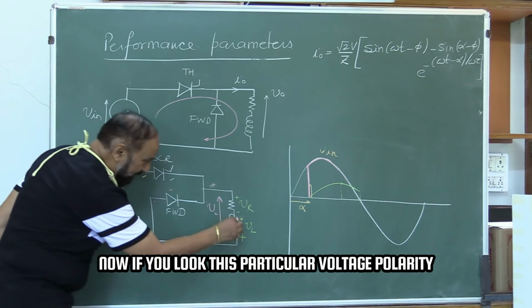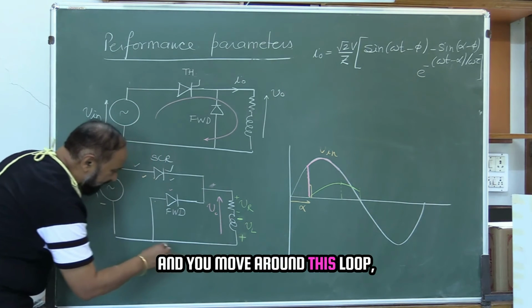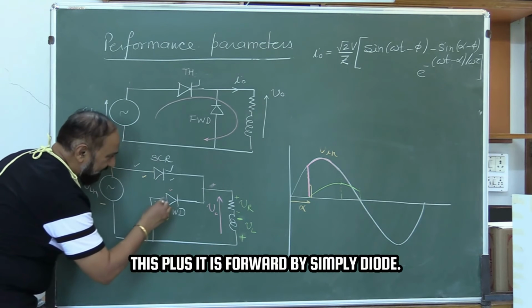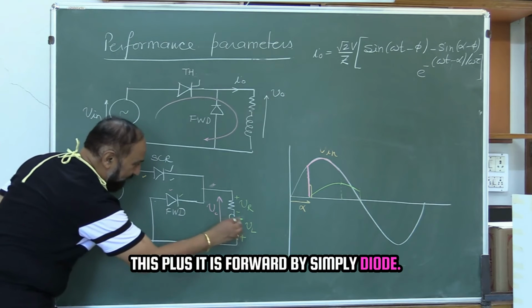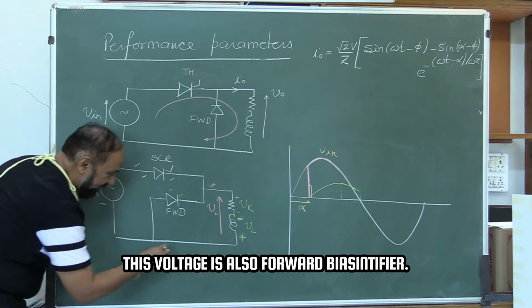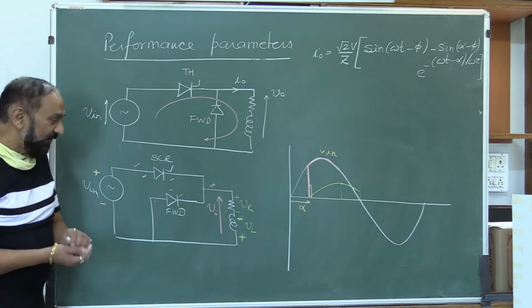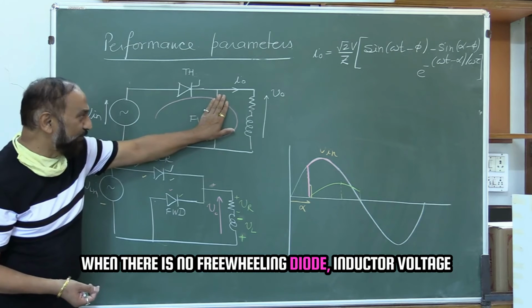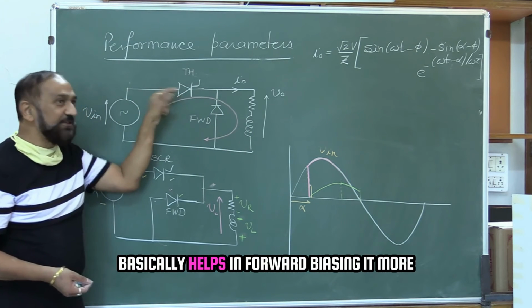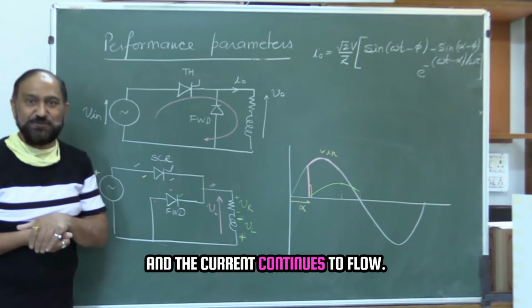Now if you look at this particular voltage polarity and you move around this loop, this plus is forward biasing the diode. This voltage is also forward biasing the thyristor. When there is no freewheeling diode, the inductor voltage basically helps in forward biasing it more and the current continues to flow.